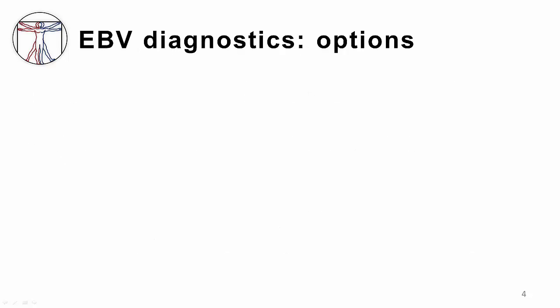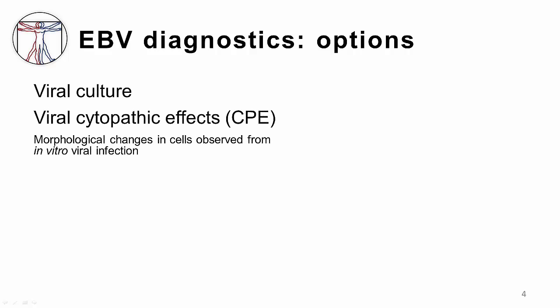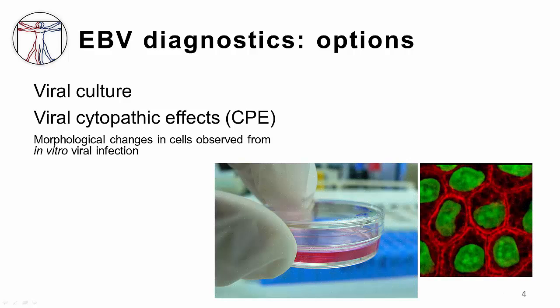Before the advent of newer diagnostic techniques, in general, microbiologists relied on culturing a virus in the laboratory and looking for viral cytopathic effects, which are morphological changes in cells observed when they are infected in vitro. Different viruses produce different cytopathic effects. Examples of common viral cytopathic effects include rounding of an infected cell, the production of cytoplasmic inclusion bodies, and fusion with adjacent cells to form syncytia.